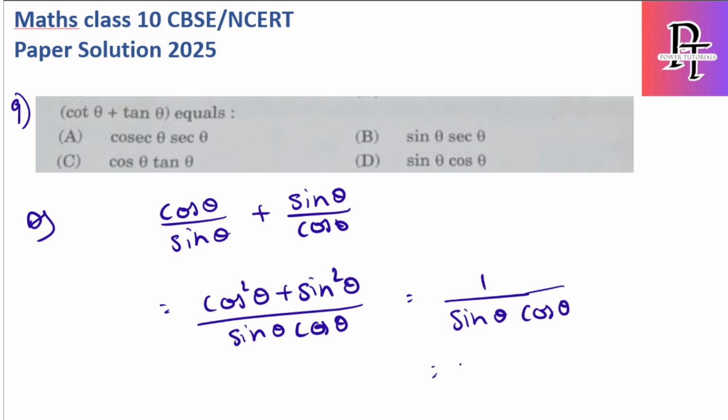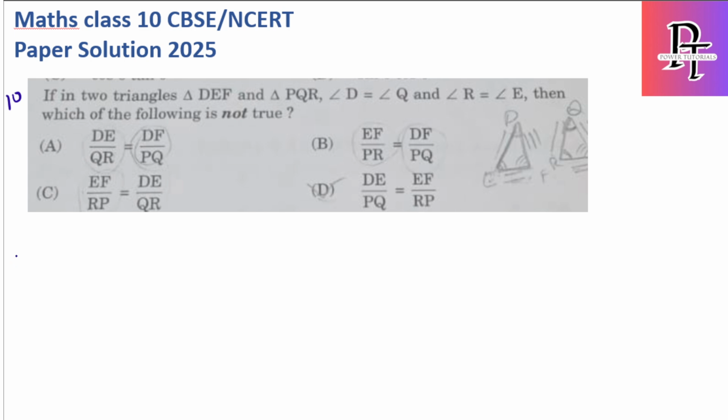So what is 1 by sine? 1 by sine is cosecant. 1 by cos is secant. So the answer is cosecant theta secant theta, which is here. Let's go to the 10th one.